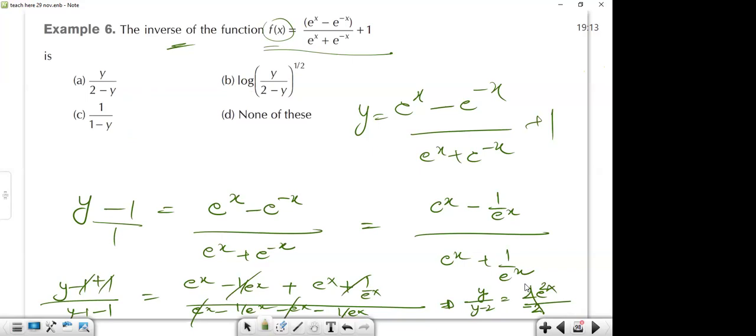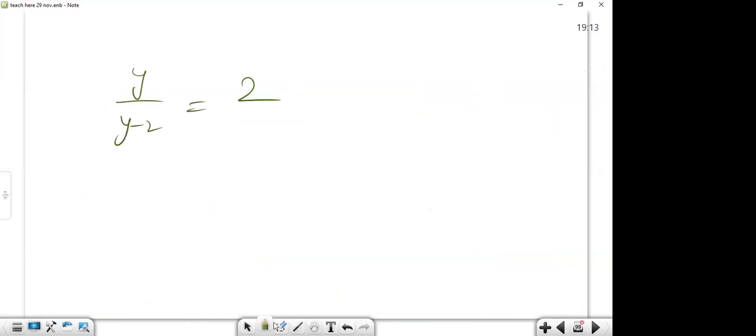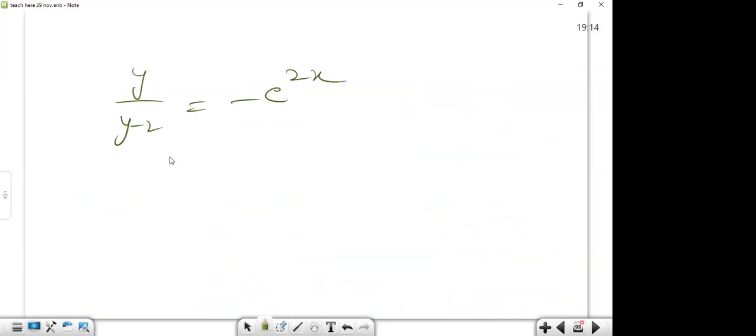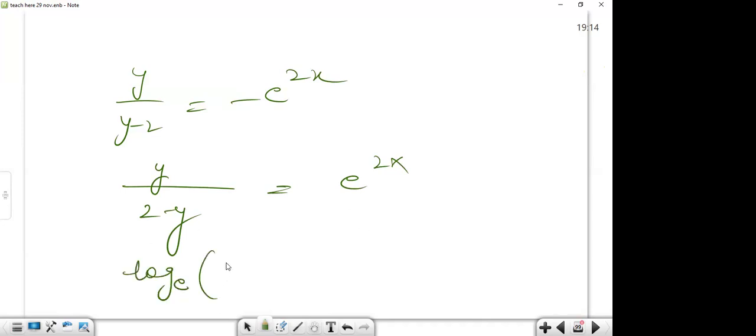Yes, 2 would cancel. So there will not be any 2. So minus 2, e raised to power 2x. So this says this. Now we have to find the value of x. Okay, let's bring the negative sign on the left hand side by doing this. Clear? Now taking logarithm on both sides. So logarithm to the base e of y upon minus y equals logarithm of e to the power 2x.